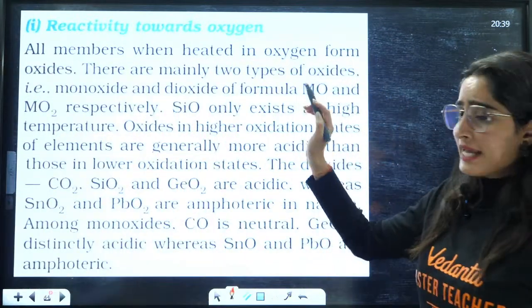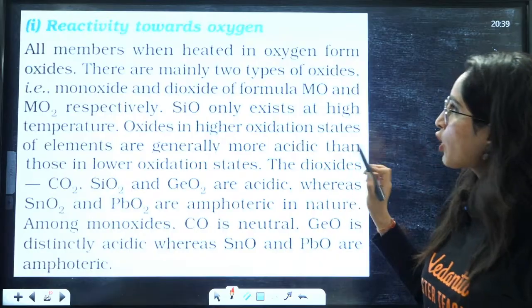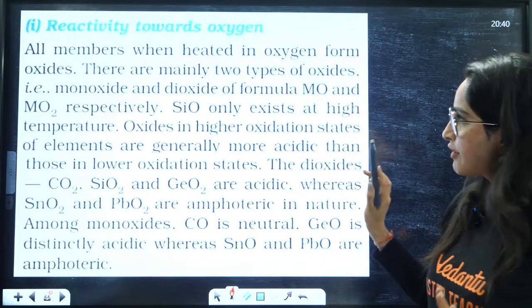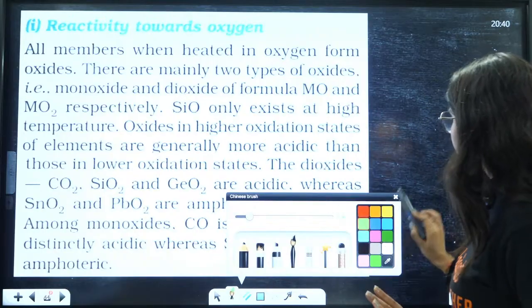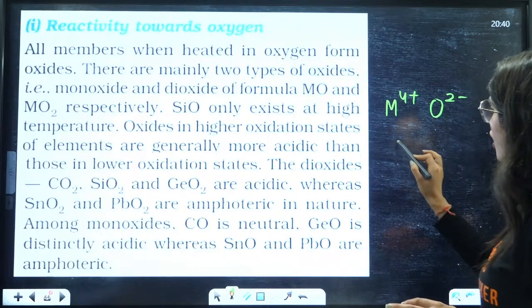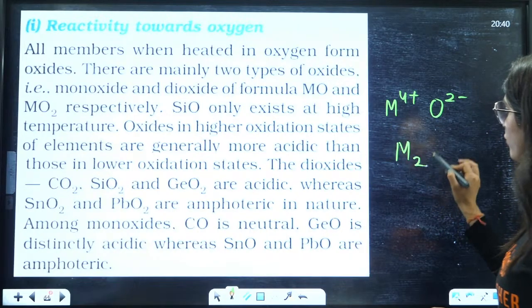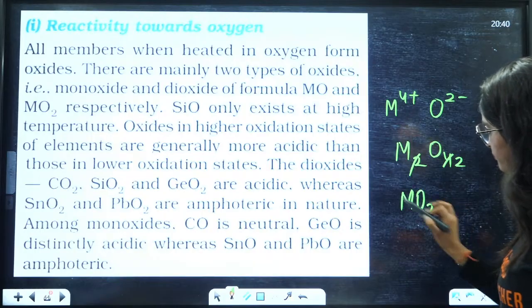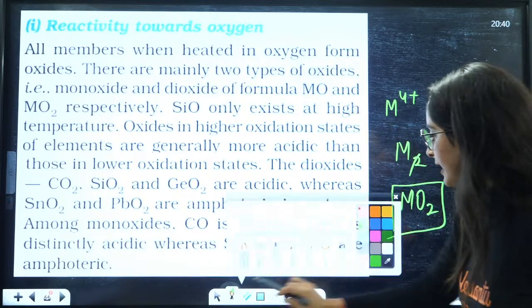Next is reactivity towards oxygen. All members, when heated in oxygen, form oxides, definitely. If you talk about the reactivity, we know that it is +4. Generally, it exists like that. Cross valency, it will be M2O4. Cancel it out, it will be MO2. This is the oxide that is formed.